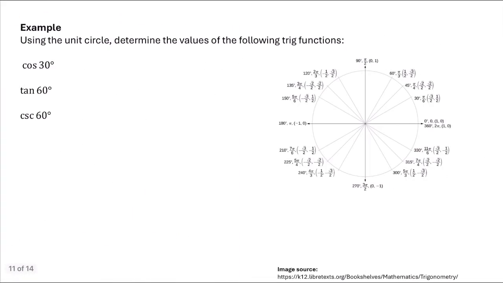Let's now use the unit circle to determine the values of the following trig functions: cosine 30, tangent 60, and cosecant 60. For cosine 30, we're just going to go to our unit circle. Remember, cosine is going to be the x value, because it's cosine, comma, sine. So we go to 30 degrees, which is right here, and the cosine is going to be square root of 3 over 2. I'm just reading the value from the unit circle.